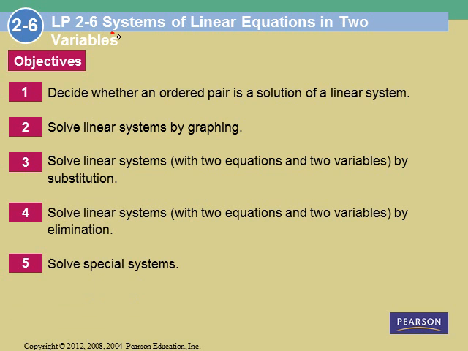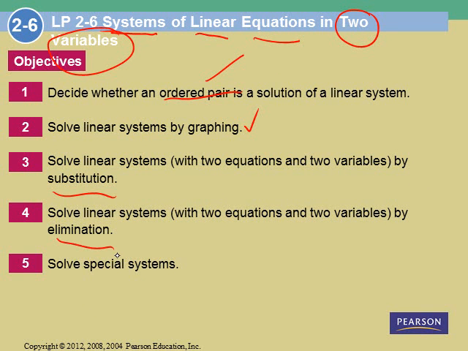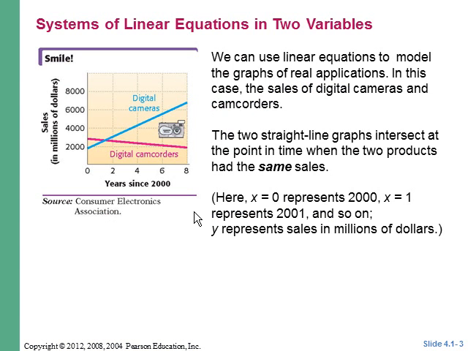A system means two linear equations, so they're going to be lines. And when you have two equations, you would have two variables. So we're going to tell whether something is a solution. We're going to solve by graphing. We're going to solve by substitution and elimination. And then there are some special systems that we're going to be solving too.